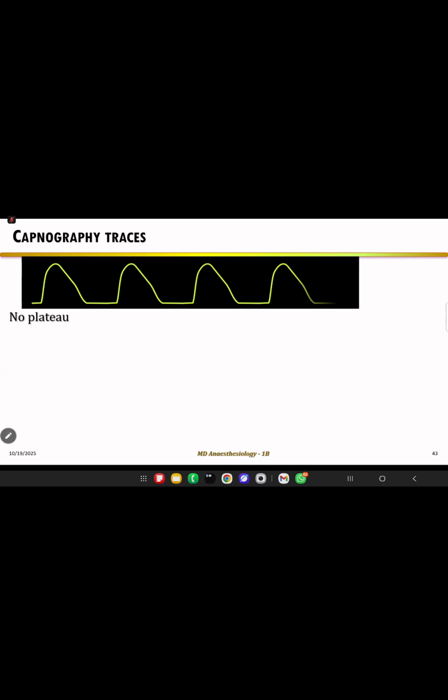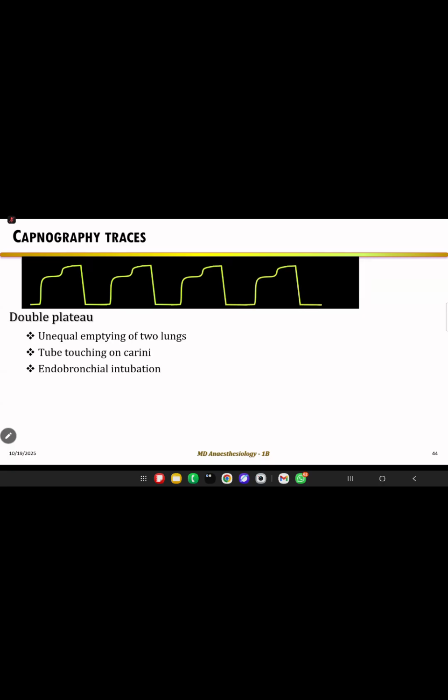And no plateau at all. The reverse shark fin, or can be due to the leaking ET tube or tracheostomy tube, deflated cuff, or too small airway. If you are using too small airways, you can see something like this. Double plateaus is due to unequal emptying of the two lungs. So when the tube is touching the carina, you can see something like this, or sometimes endobronchial intubations.